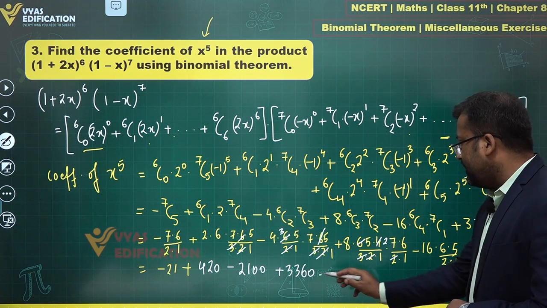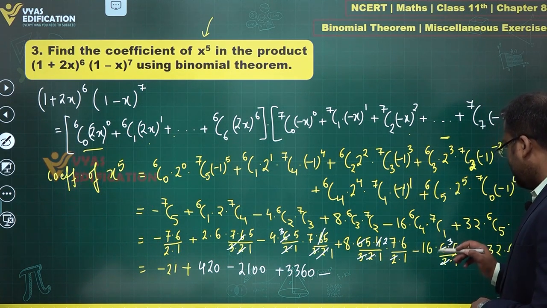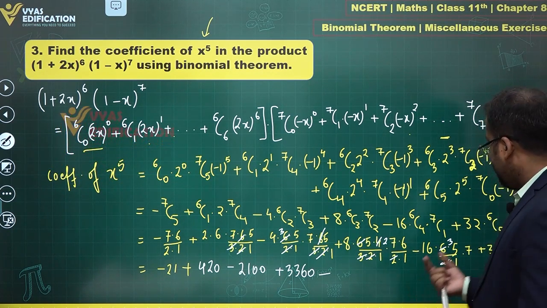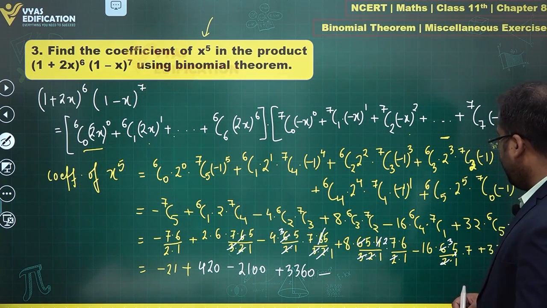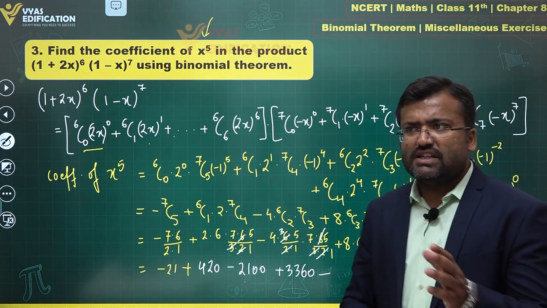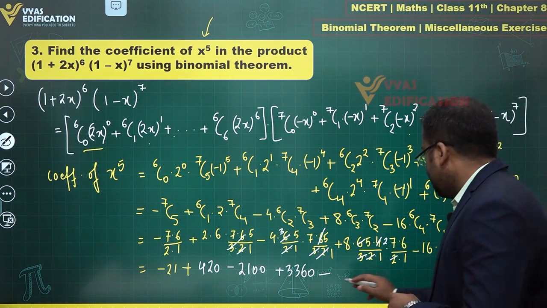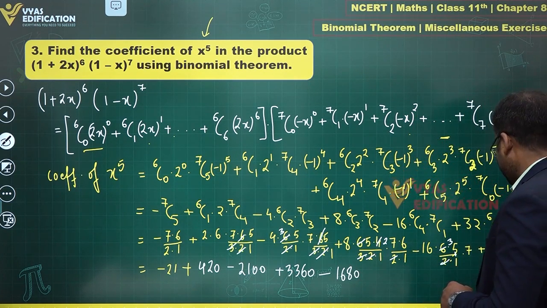Then you have a minus over here, and what do we have? This is 3, 16 times 5 is 80, and 7 times 3 is 21 actually. So 80 times 21 is 8 times 21, which is 1680. This is the last term.